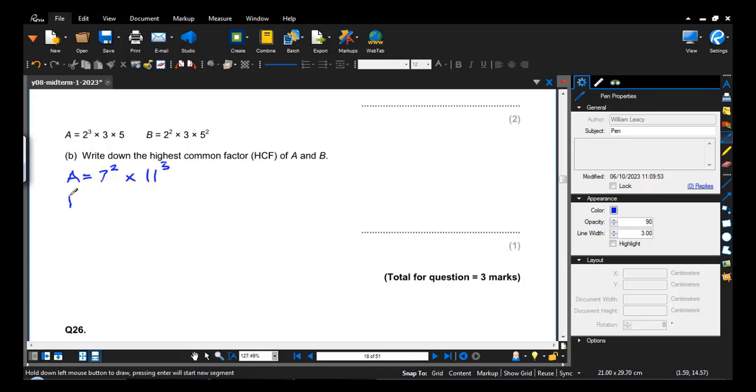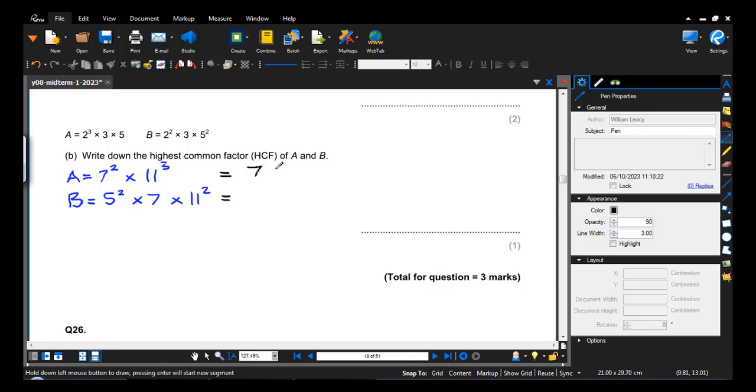Okay, so let's say A is 7 squared times 11 cubed. B is 5 squared times 7 times 11 squared. Okay, so we have to get the HCF. So that's the question you'll be given. What I would do is just expand them out. There are a couple of shortcuts. I'm just going to show you this way.